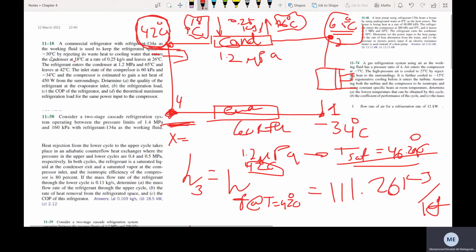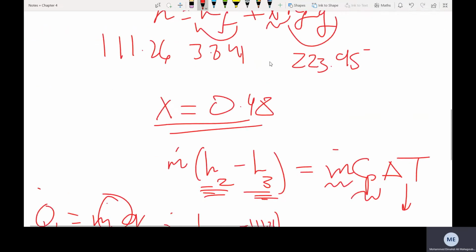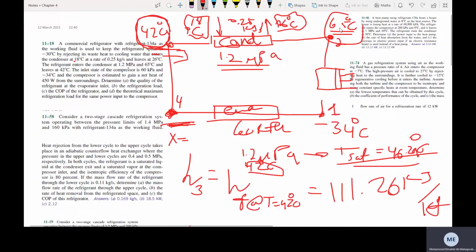We have the temperature, we have the pressure of the condenser, which is 1.2 megapascals. So let us find it. H1 is equal to, go to the pressure, 1200. And I can see that the saturation temperature is 46. And what is our temperature? Remember, it is 65. So this is clearly a superheated case.